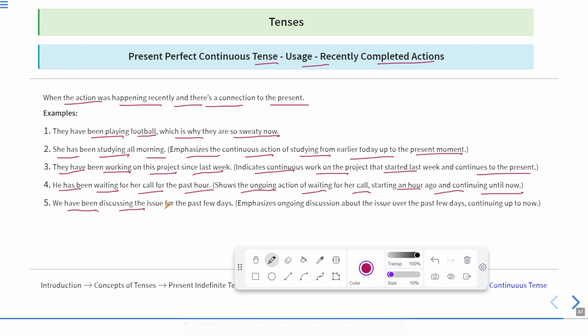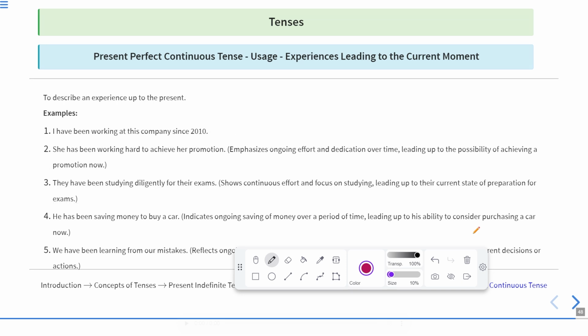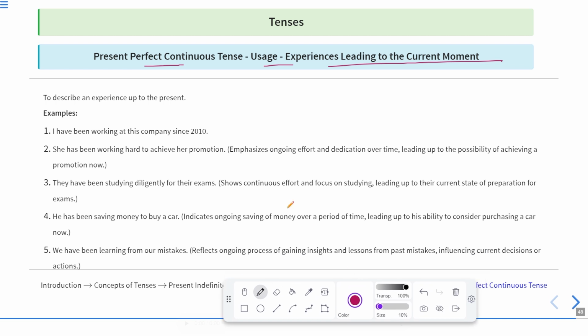We have been discussing the issue for the past few days, emphasizing ongoing discussion about the issue over the past few days, continuing up to now. Okay, now let us move to the next one. This is present perfect continuous tense, usage: experiences leading to the current moment. Okay. To describe an experience up to the present.